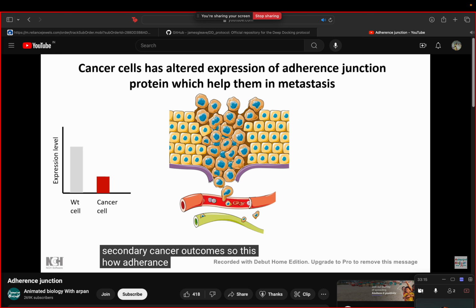So this is how adherence junctions and cell junctions play a vital role in cellular morphogenesis, from brain development to even cancer.